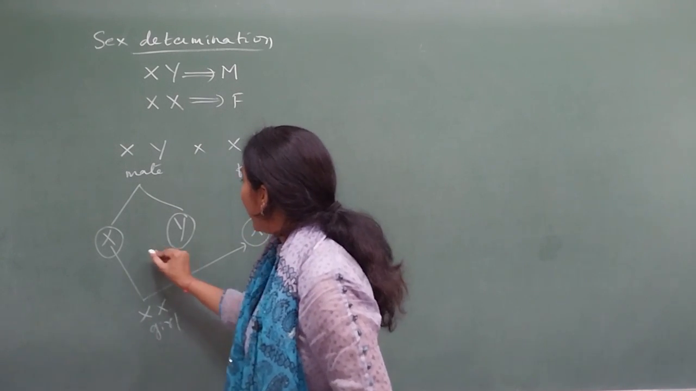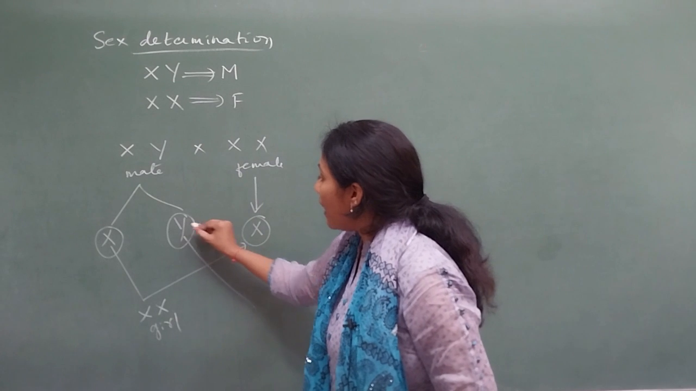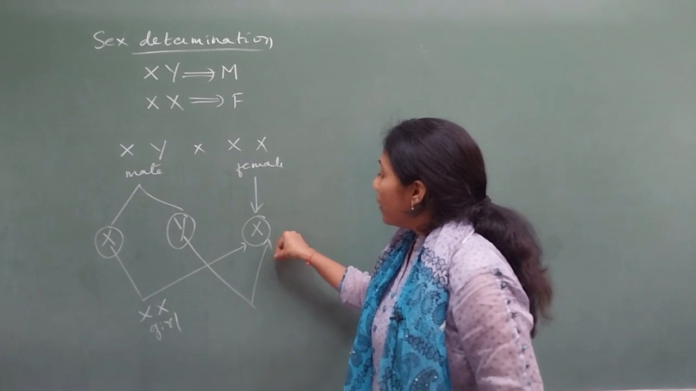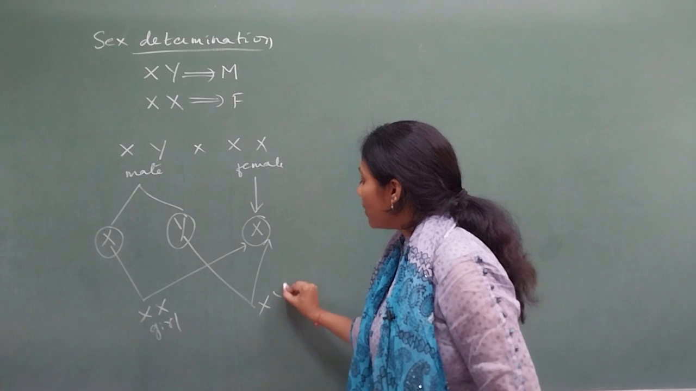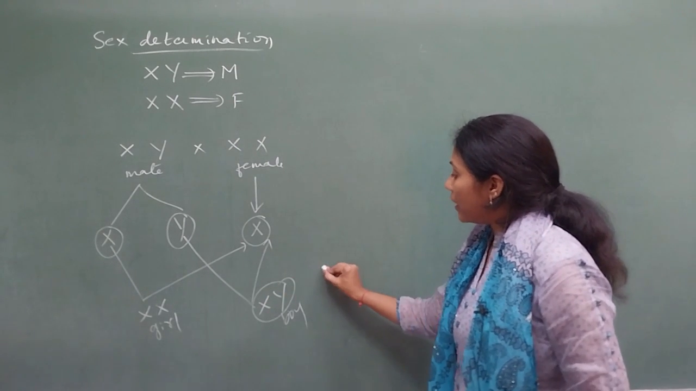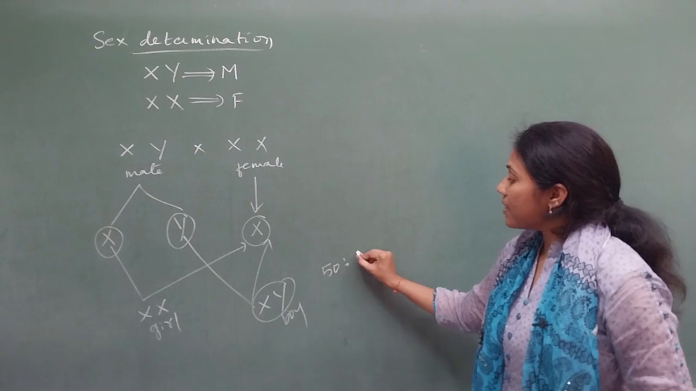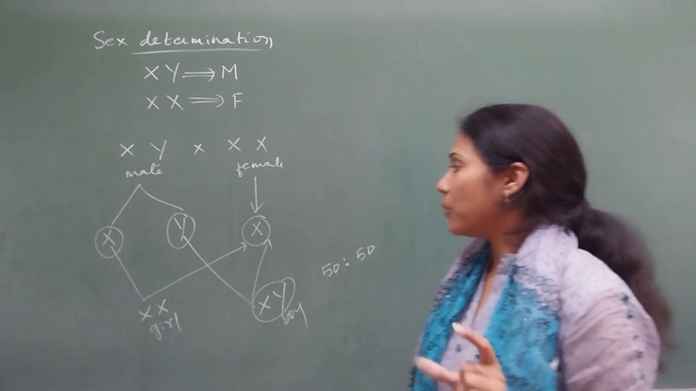When the gamete of a father having Y chromosome combines with a female gamete, then you have a chance of getting a boy baby. So here 50% chances are there to get a boy baby and 50% chances are there to get a girl baby.